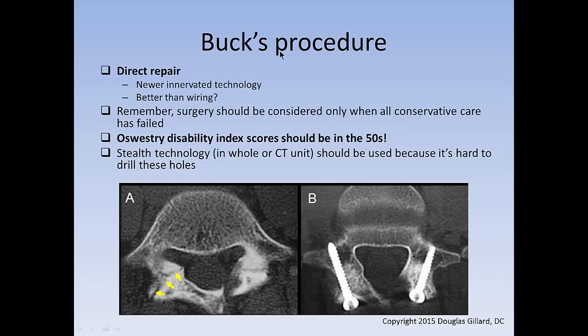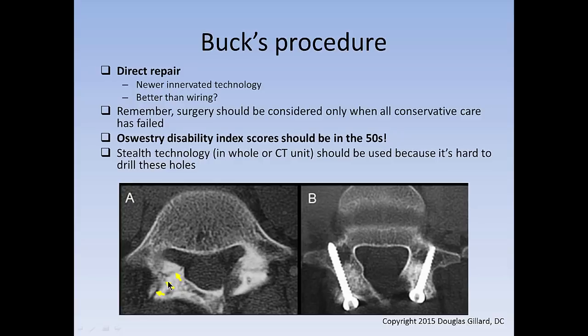So here's the Bucks procedure. There's some other old wiring procedures. Let's just stay with the Bucks. This is kind of the new procedure here. I won't get into all the other ones, but what they do basically is they screw it. They put screws. They use stealth. There's stealth CT technology where they can see exactly where they're drilling, and they can very carefully drill a hole right down the posterior arch, right through these fractures, and then they can put titanium screws in there.